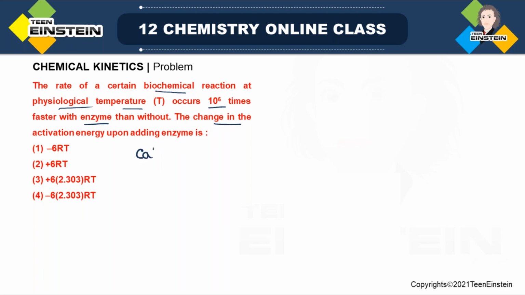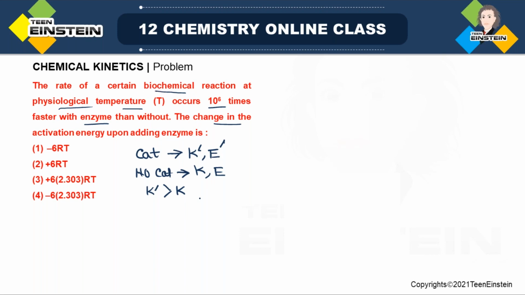So suppose when we add a catalyst, the rate constant is K prime, and when we add no catalyst, I mean enzyme, the rate constant is K. Now the value of K prime will obviously be greater than K, because when you add enzyme, that is a catalyst, the rate of the reaction will increase. Now the activation energy for the first one is E prime, and for the second one it is E.